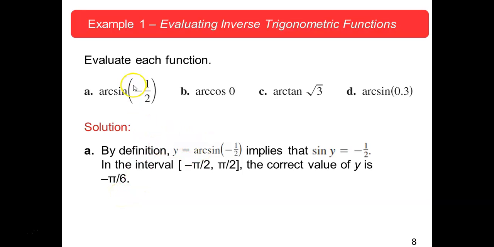Remember, sine is an odd function, so if you think about arcsine of 1/2, arcsine of 1/2 itself would just correspond to pi over 6. So then arcsine of minus 1/2 is going to correspond to minus pi over 6.